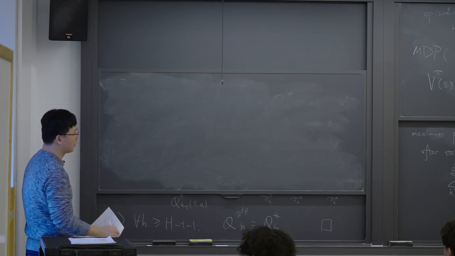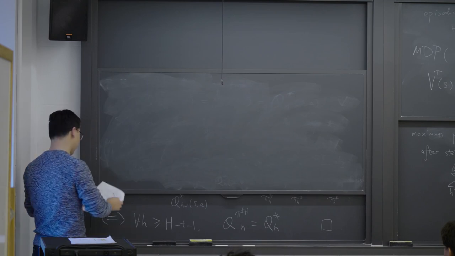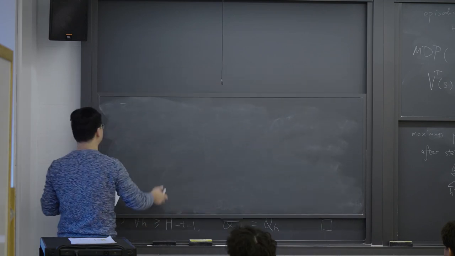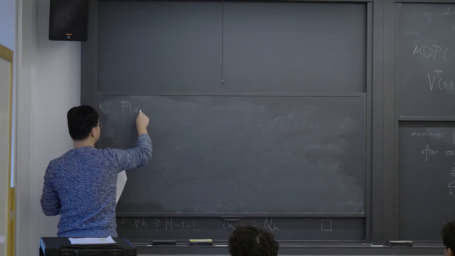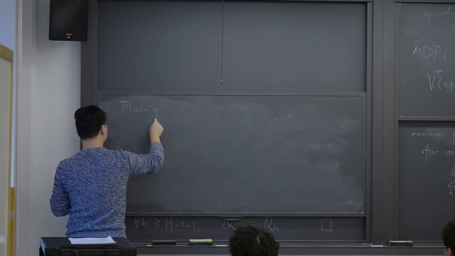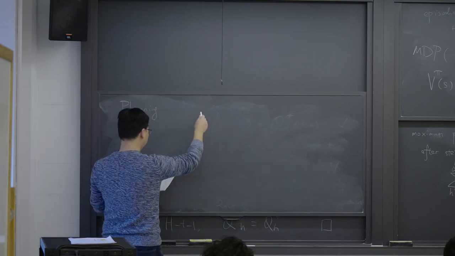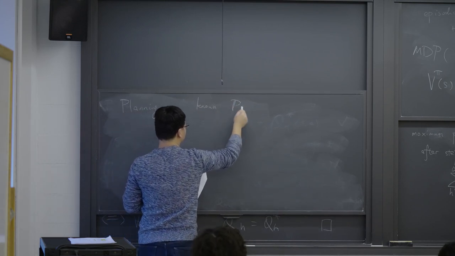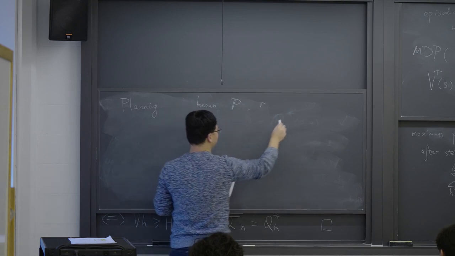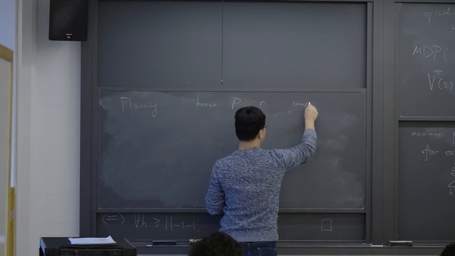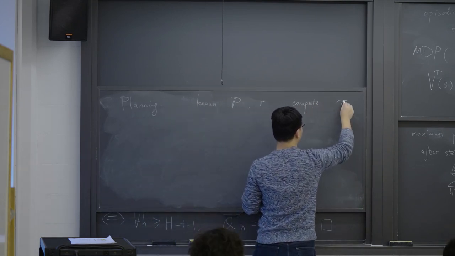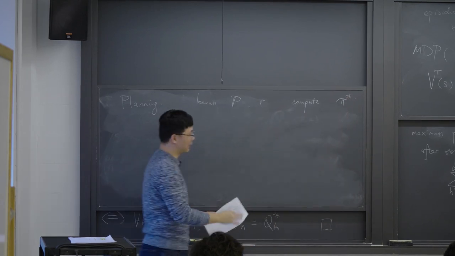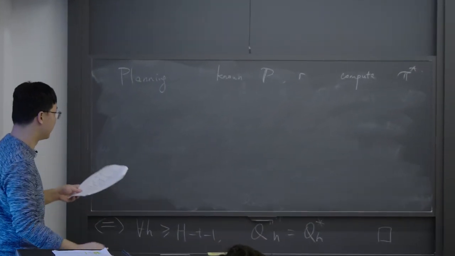Okay, so this finishes essentially what we want to talk about for planning. Let's just recall the setting of planning. Planning is where we know the environment, that is the transition and reward, and we want to compute the optimal policy pi star. And in this setting, basically everything is already done, and we have a reasonably good solution.